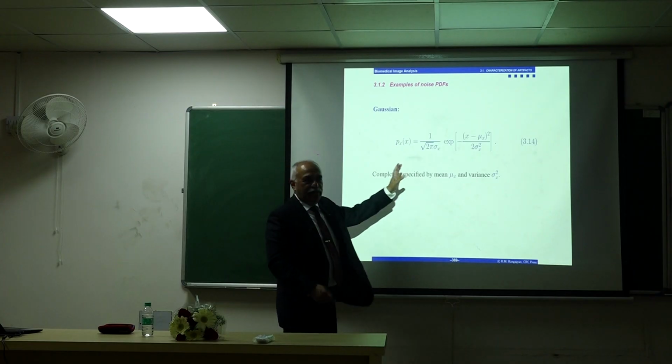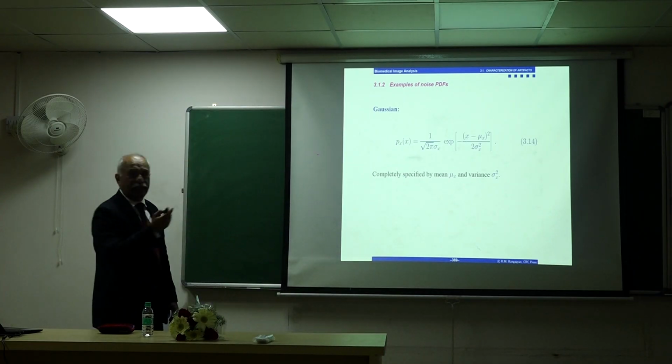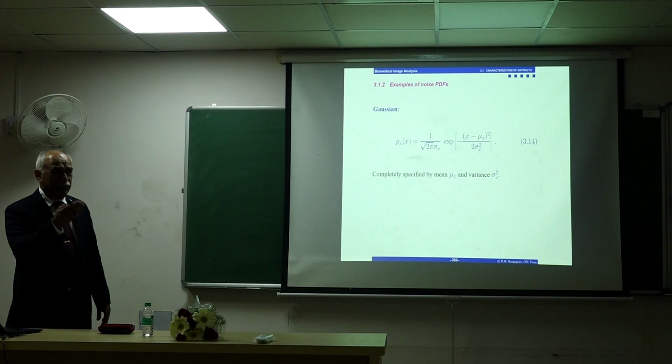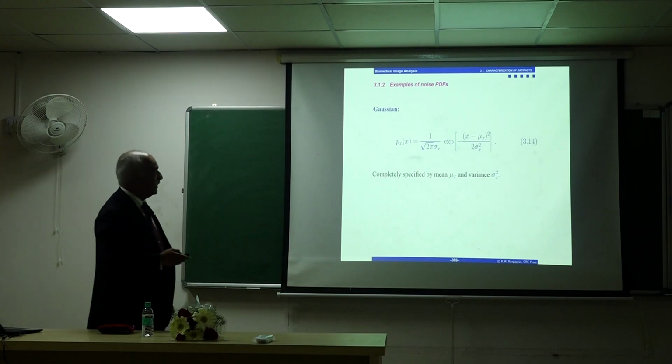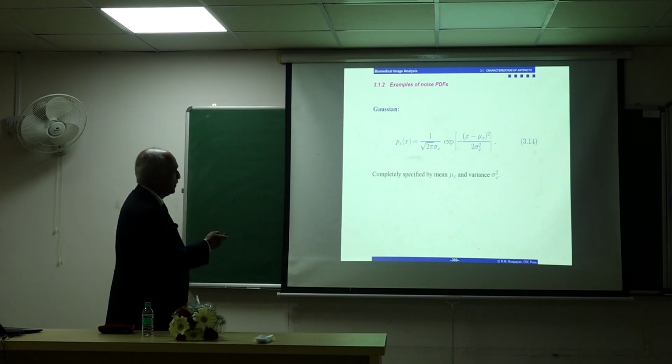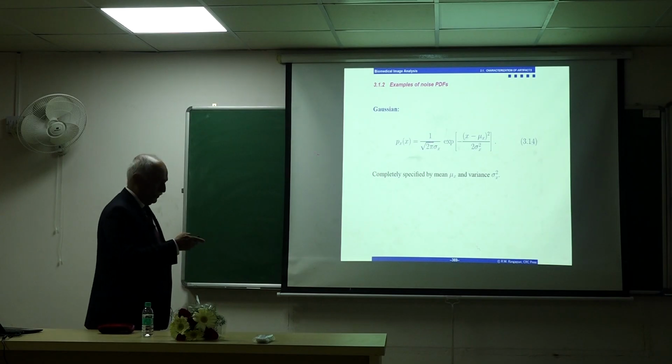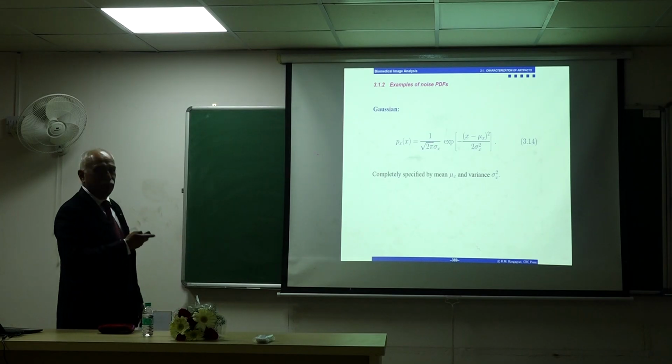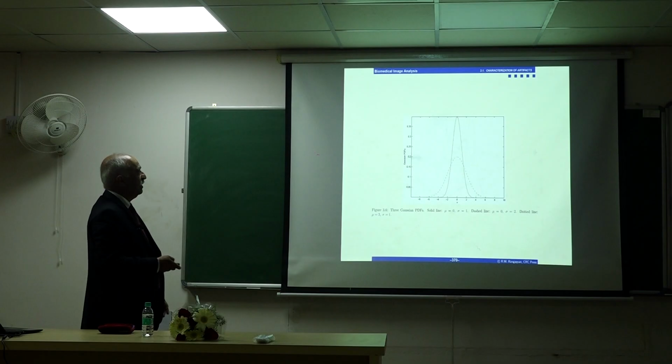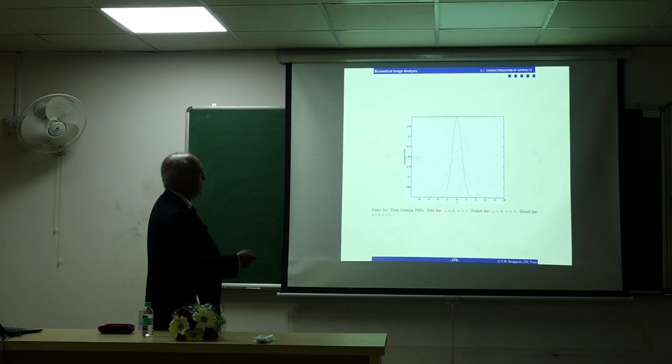A few examples of PDFs. By looking at the distribution, you should be able to judge what kind of a function it is. Gaussian is this. You have the mean and the variance, and an exponential with the normalization factor. It is completely specified by the mean and variance, only 2 parameters. Looks like that. Everybody knows Gaussians. Different, same mean but different variance, and different mean.